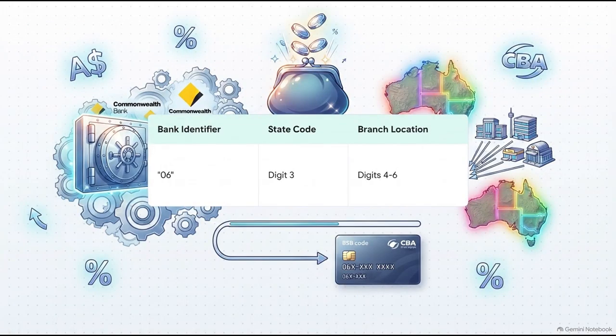Actually, it's kind of cool how the Commonwealth Bank BSB code is structured. It universally starts with the digits 06. That's the bank identifier. Then that third digit, it literally tells you which Australian state or territory the branch is in. And finally, those last 3 digits zero in on your specific physical branch or regional hub. It's like a financial zip code.